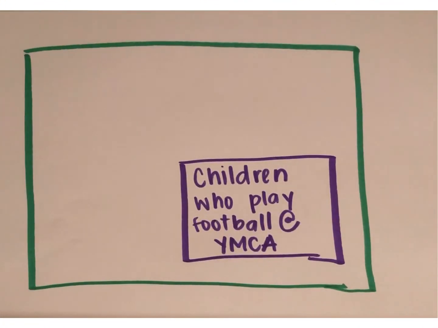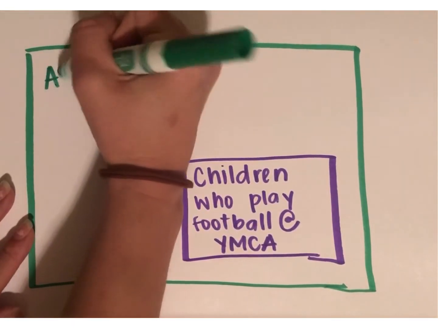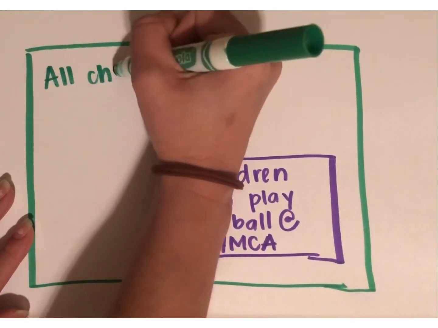For the next part of the exercise, we were given a sample and we have to figure out what a population could be. So if we're talking about children who play football at the YMCA, that is our sample. So what is a bigger group that could be a part of? I would say all children who play football.